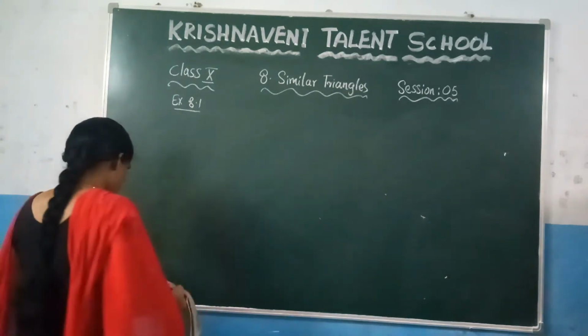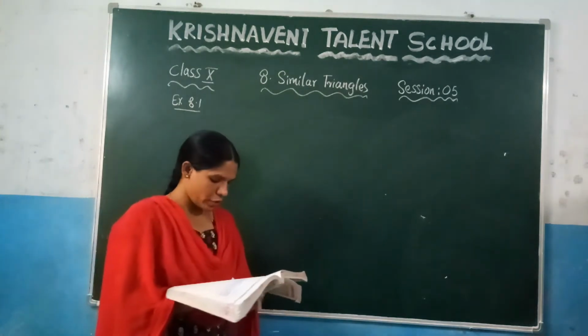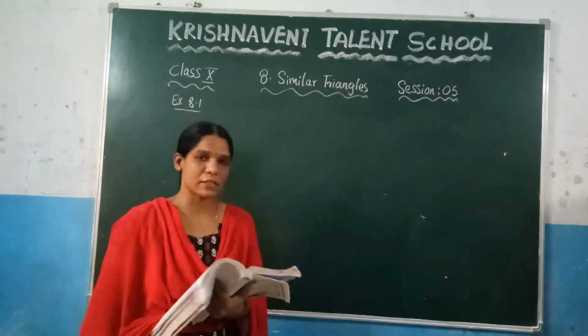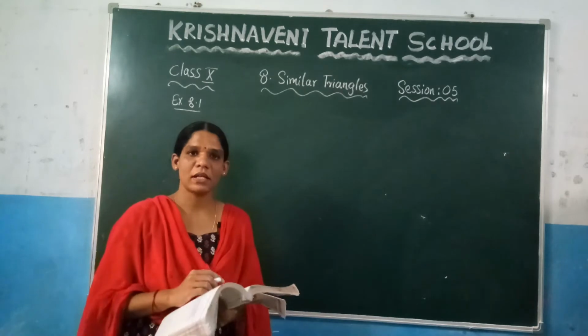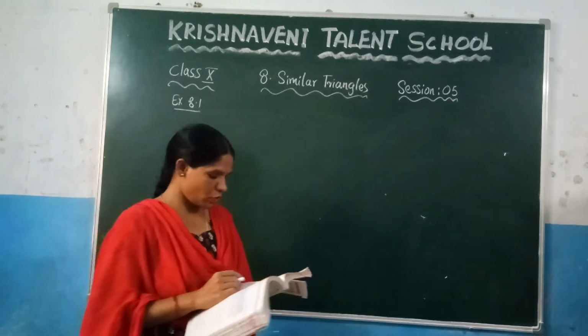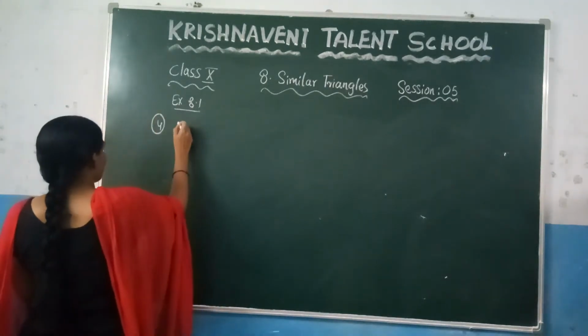So here see the next question, which is the fourth question. Prove that a line drawn to the midpoint of one side of the triangle parallel to the other side bisects the third side. So here, based on the question, you need to draw the triangle so that you can apply the basic proportionality theorem. So first write the question to understand clearly what's the question given here.